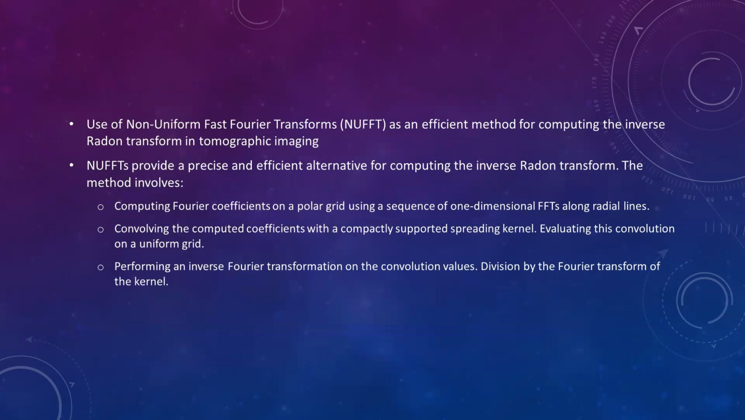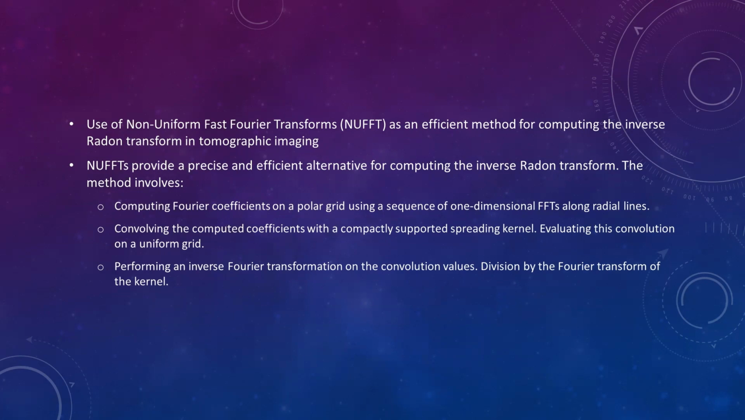The use of non-uniform fast Fourier transform as an efficient method for computing the inverse radon transform in tomographic images is shown below. So all this seemingly complex and intimidating process can be broken down into three steps which are understandable. The first one is computing Fourier coefficients on a polar grid using a sequence of one-dimensional FFTs along radial lines. The second one is convolving the computed coefficients with a compactly supported spreading kernel. Evaluating this convolution on a uniform grid follows this.